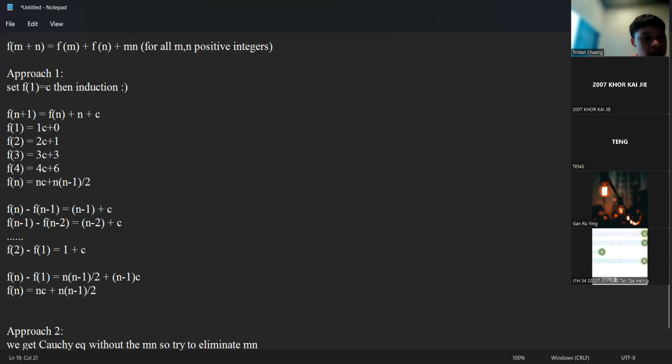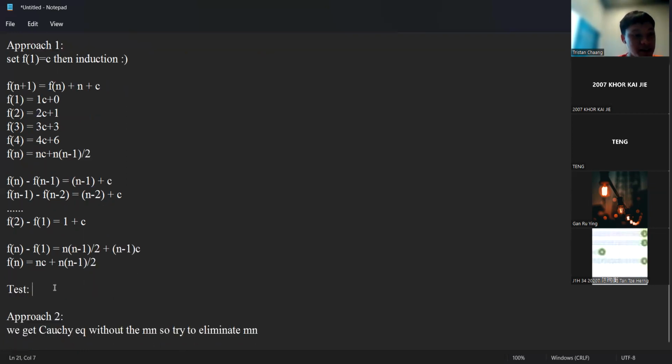So we get f(n), but must it be the final answer? Because in our recursive relation here, we plugged in m equals 1. So it's a very specific case of the given functional equation. So we must test back this answer and see if it works for all m and n. So once you get your answer, do not think that it must be a valid one. You must test it. So now let's test.